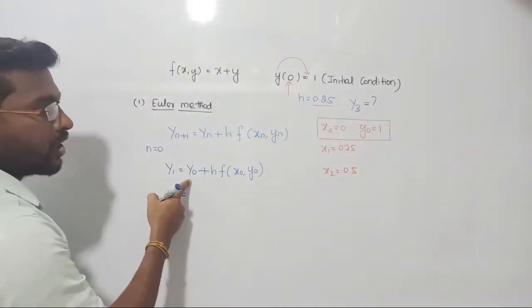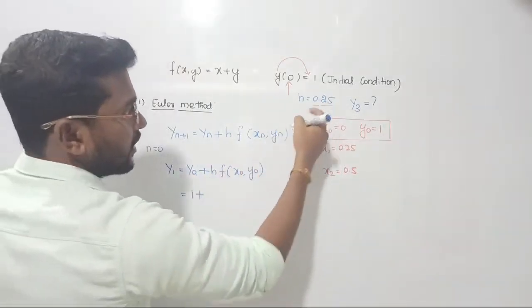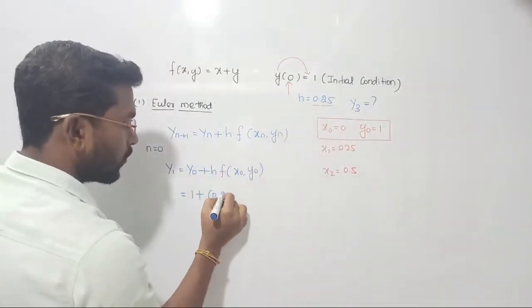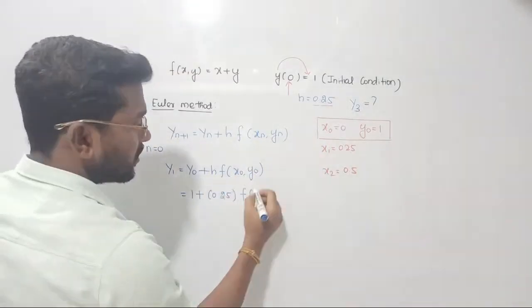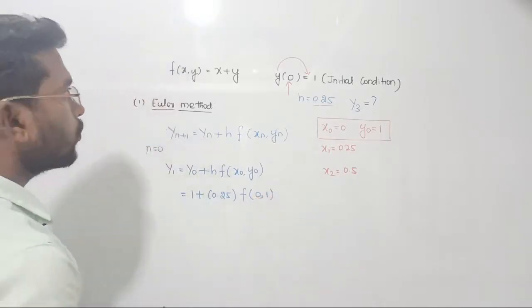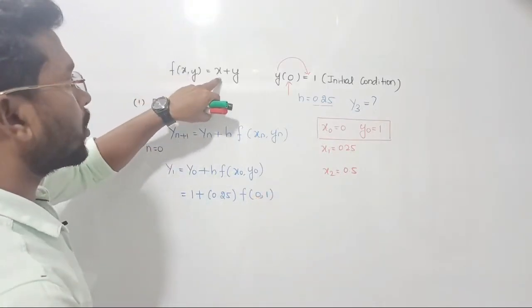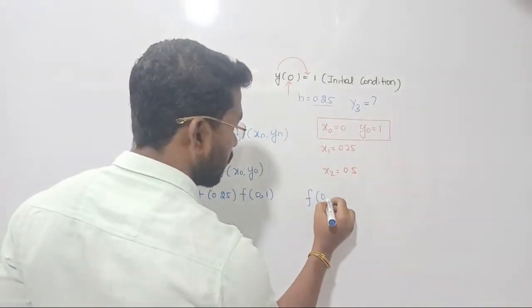Do you know the value of y naught? Yes, y naught is 1, plus do you know the value of step size? Yes, that is 0.25. Do you know the value of f of x naught comma y naught? x naught is 0 comma y naught is 1. We know these two values. Already I know f of x comma y is equal to x plus y. Now let us estimate the value of f of 0 comma 1.